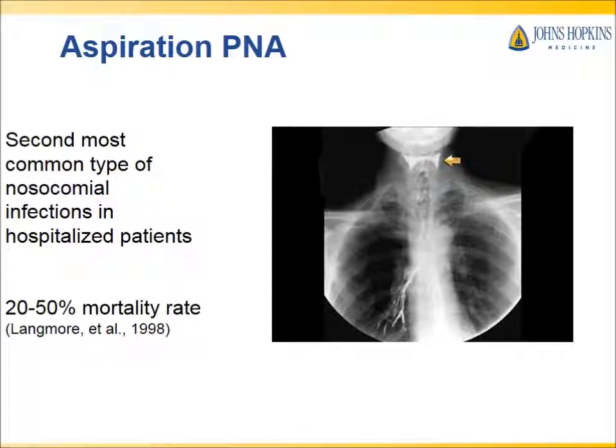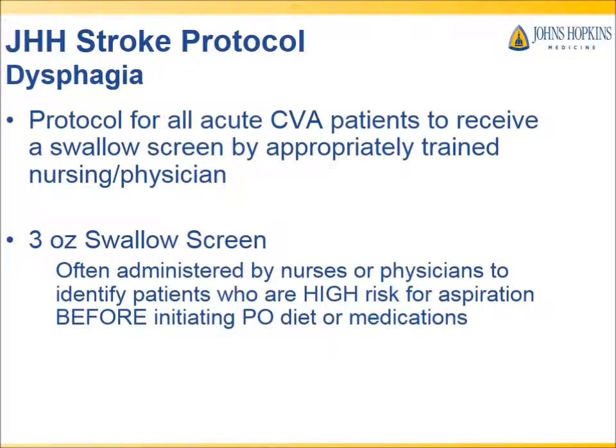Aspiration pneumonia is the second most common type of hospital-acquired infection in hospitalized patients. In patients who acquire pneumonia from aspiration, there is a 20 to 50% mortality rate. This is more likely with silent aspiration, meaning the patient does not demonstrate overt signs of aspiration during meals, for example, coughing. At Johns Hopkins Hospital, a dysphagia stroke protocol has been put in place.